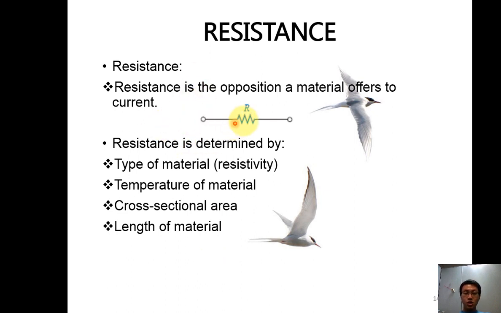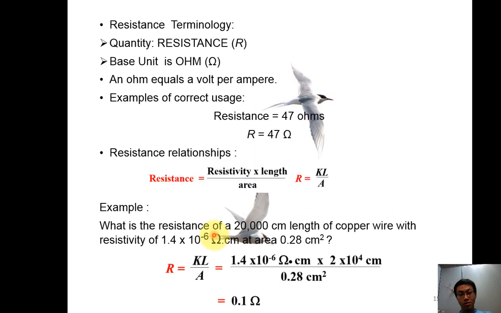So resistance is the opposition a material offers to current, which means if I want the current to flow, but the resistance, the device, will stop the current from flowing through. That one we call resistance. Resistance is determined by the type of material, resistivity, whether we use a wire, wood, or plastic. This is called material. Temperature of the material: is it hot or cold? Cross-sectional area: how big is it? Length of the material.